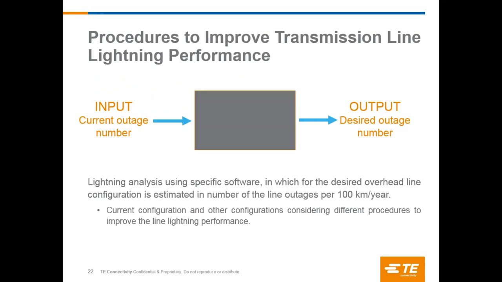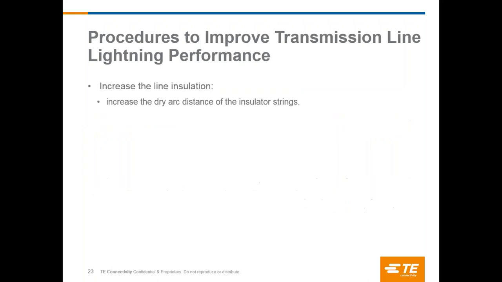This evaluation comes from lightning studies using a specific software in which, for the desired overhead line configuration, the number of line outages per 100 kilometers is estimated. The analysis shall consider the current configuration of the line and other possible configurations, taking into account different procedures to improve the line lightning performance. Here we'll be talking about the main procedures currently used for improving the lightning performance and their effectiveness.